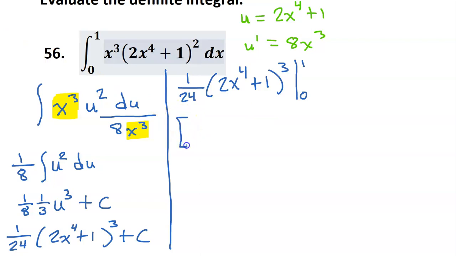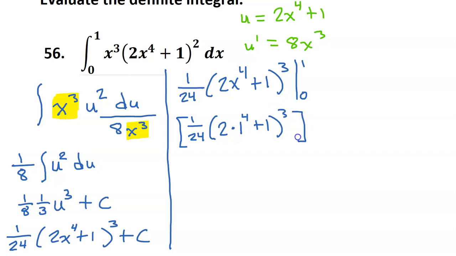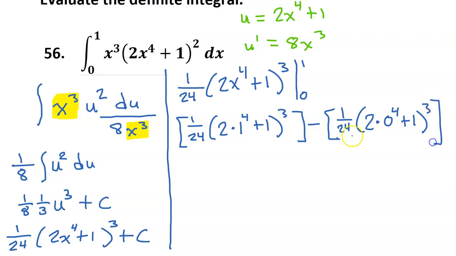So let's see. Starting with the upper limit, we have 1 over 24 times 2 times 1 to the fourth power plus 1 cubed. So there's the upper limit. Now we subtract the value at the lower limit. So we have 1 over 24 times 2 times 0 to the fourth power plus 1 cubed. So what do we have?